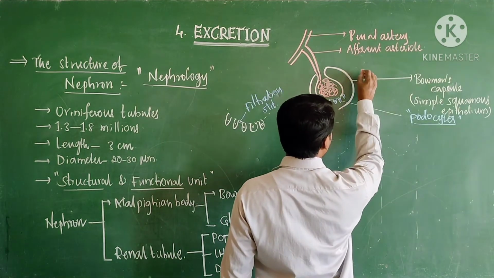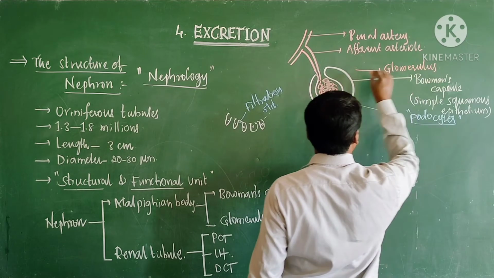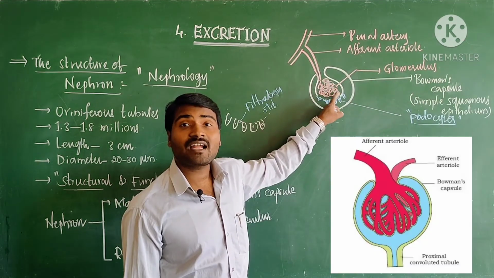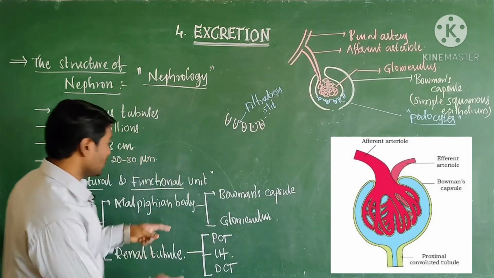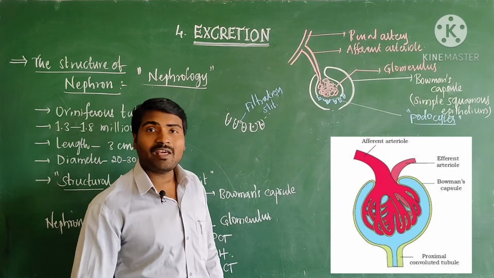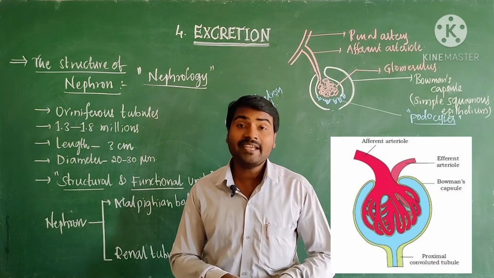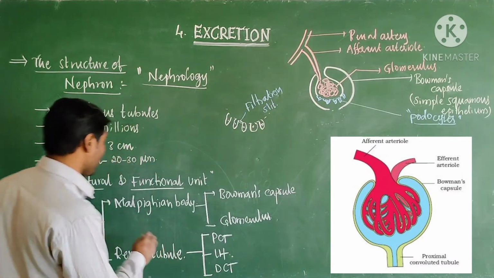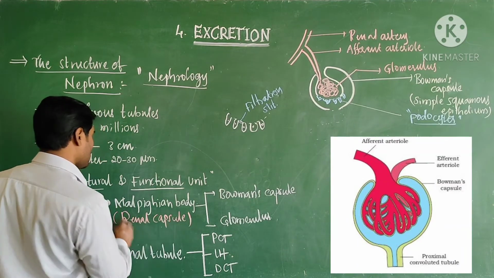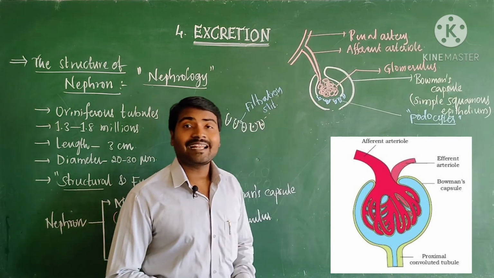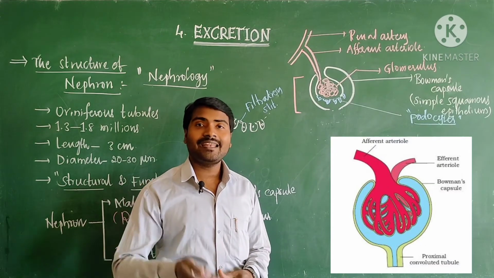This network of blood capillaries inside the Bowman's capsule is known as glomerulus. So this is the Bowman's capsule and glomerulus. These both parts together are called Malpighian body. It is also known as renal capsule. So this is the region which is known as Malpighian body or renal capsule.